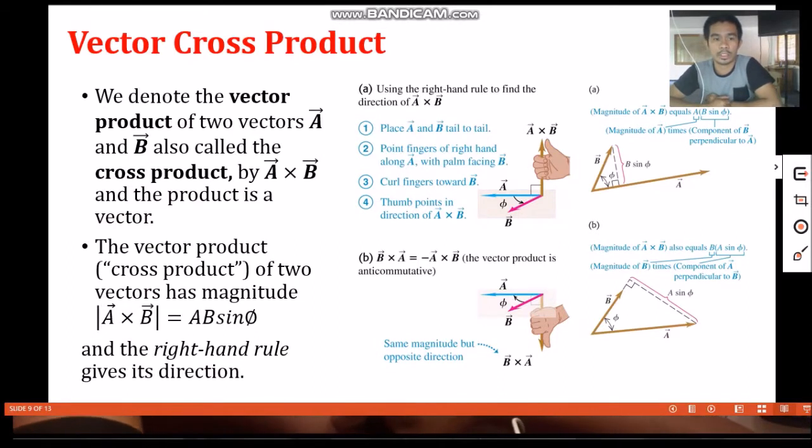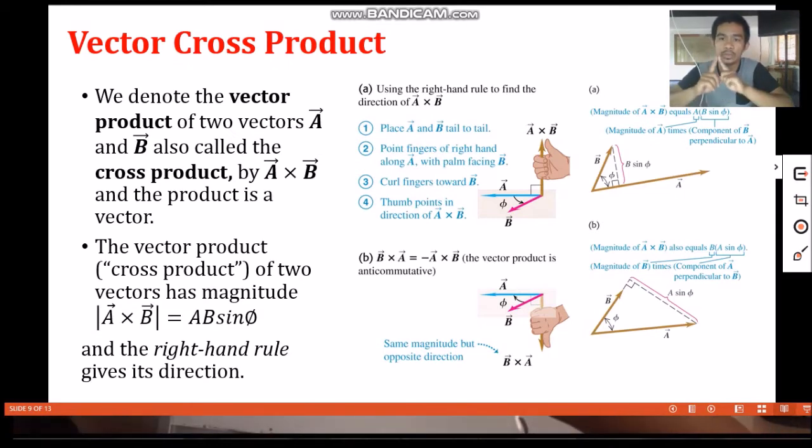What do you think the vector cross product of two parallel vectors is? What is the angle between two parallel vectors? That is 0. So what is sine of 0? It's 0. So it means that the vector cross product of parallel vectors is 0.